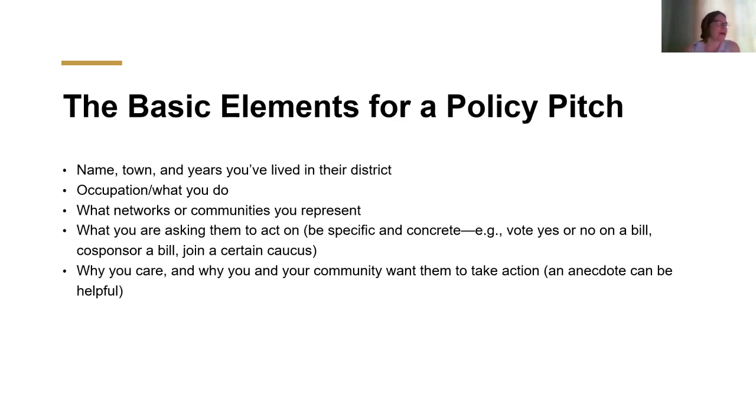So these are some basic elements that you might want to include in a policy pitch. This is specific to policymakers, but you can still think about those in both of the other audiences as well. So Joanne, anything you want to say about the group work or to get folks ready?